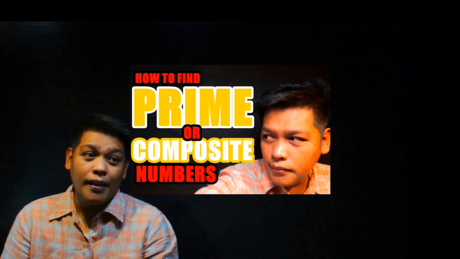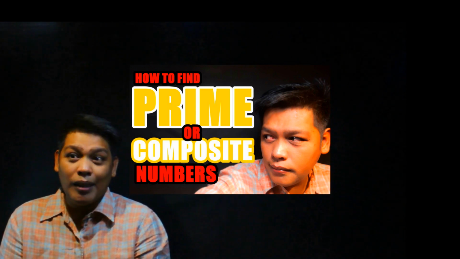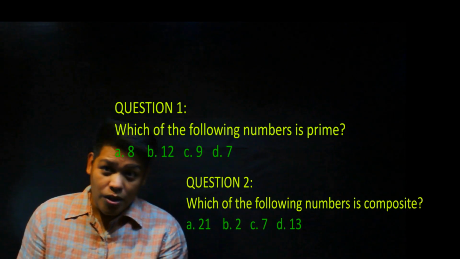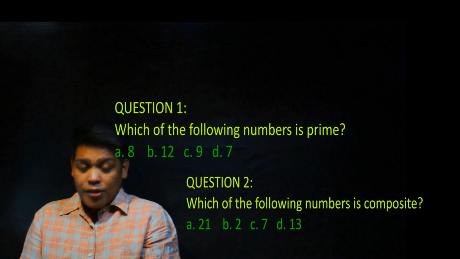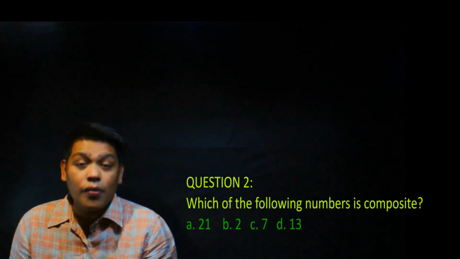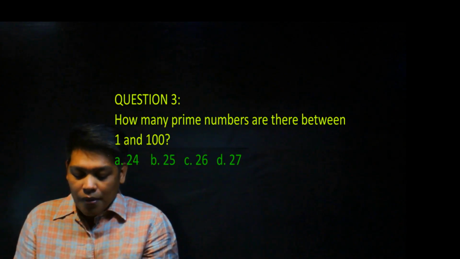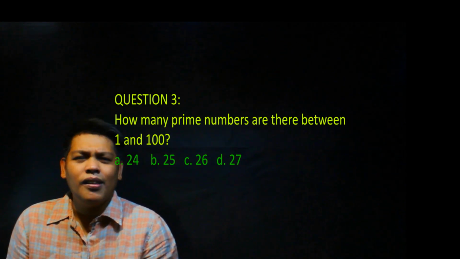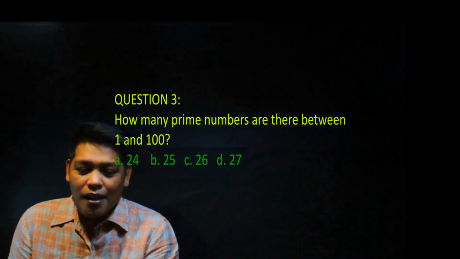This topic, we will talk about the prime numbers and composite numbers. So, let's start. Sasagutan natin ang three questions. Question number one, which of these numbers are prime? And question number two, which of the following numbers is composite numbers? And for question number three, how many prime numbers are there between 1 and 100? So, bago tayo muna magsimula, sagutin yung mga questions na yan.